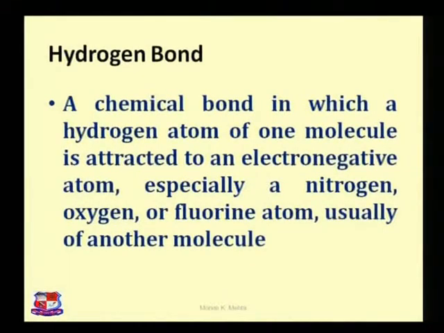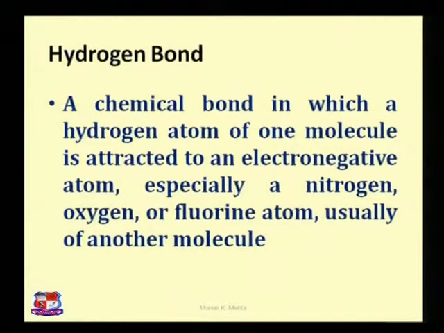Now we will see the hydrogen bond. Hydrogen has 1 valence electron in its outermost orbital, so hydrogen will combine with another atom and create a covalent bond. But hydrogen has a tendency to form a bond other than a covalent bond, which is a weak hydrogen bond. A chemical bond in which a hydrogen atom of one molecule is attracted to an electronegative atom, especially nitrogen, oxygen, fluorine, etc., usually of another molecule.